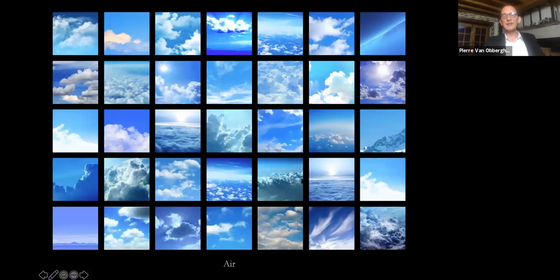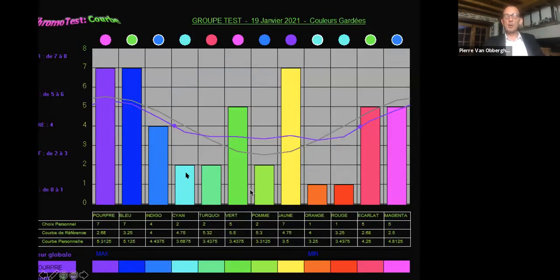Next color we saw is cyan, which is related to air and communication, and more to listening than to speaking. And naturally it's related to breathing because we breathe air. And on the color test, we have kept only 2 cyan, which is okay. If we get 1 or 0, that means there is some tension on it, but 2 is okay. It's not so bad, it's okay.